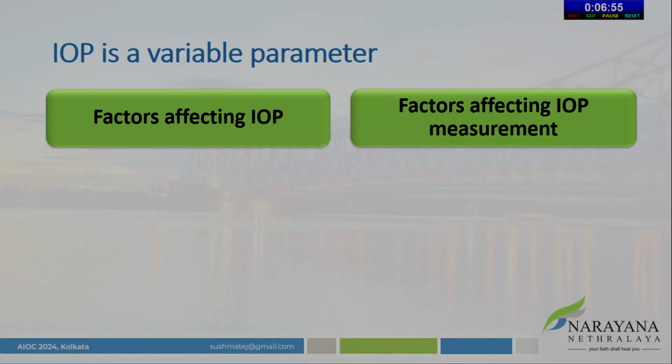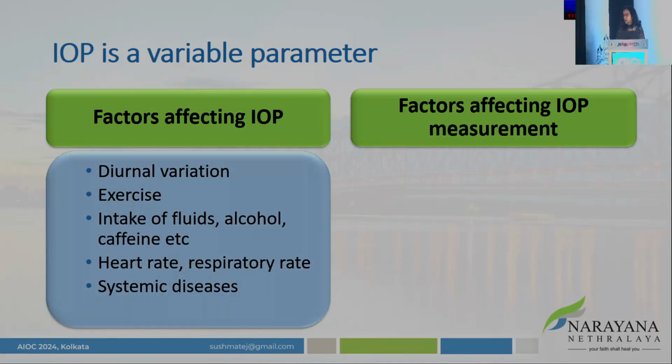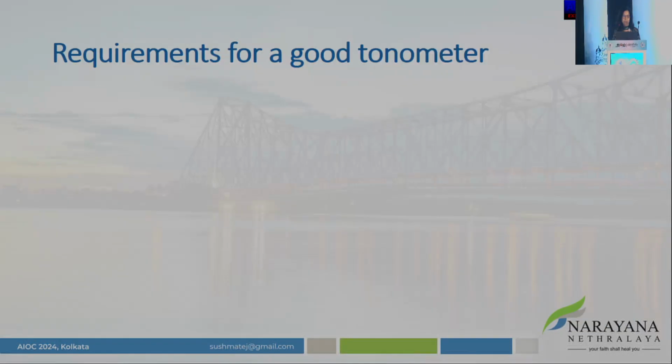IOP is a variable parameter, and most importantly, we need to understand that it's not only the measurement, the IOP itself gets affected due to various factors like diurnal variation, exercise, systemic disease, our heart rate, etc. And further, to complicate matters, there are factors which affect the measurement of the intraocular pressure. Since it is dependent on the cornea, any change in the corneal thickness, biomechanics, refractive error, everything affects the measurement of intraocular pressure, including the scleral rigidity to some extent.